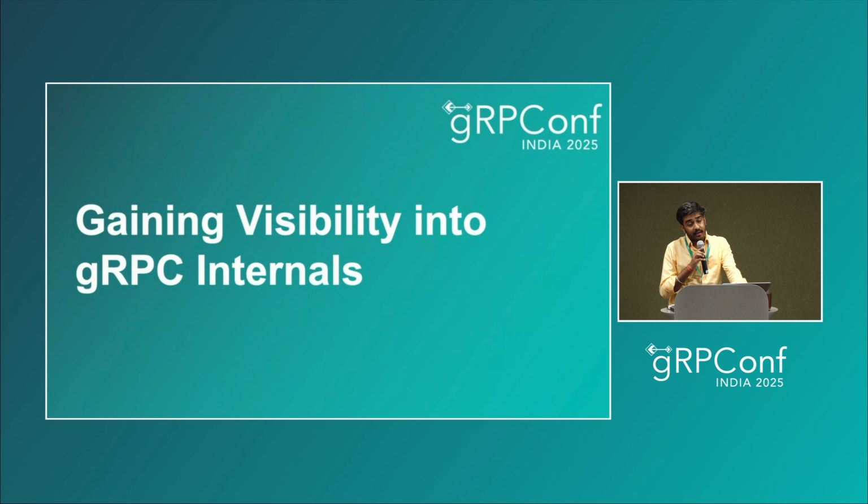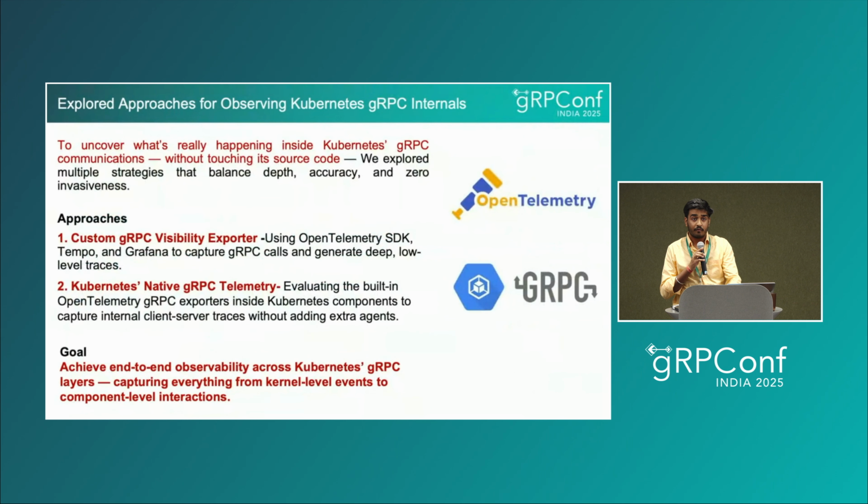So how can we gain visibility into these internal gRPC calls? We have explored a couple of approaches for this, and we found that the two approaches shared in the slides suit our use case. The first solution is using a custom gRPC visibility exporter. In this approach, we are using the OpenTelemetry SDK along with Tempo and Grafana to capture these internal gRPC calls and show them in a visualization dashboard, Grafana.